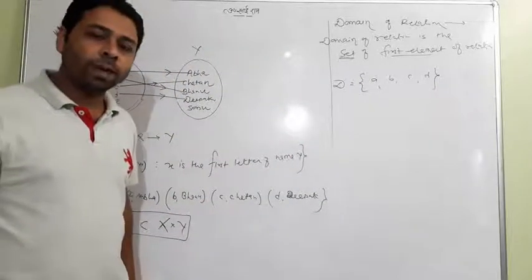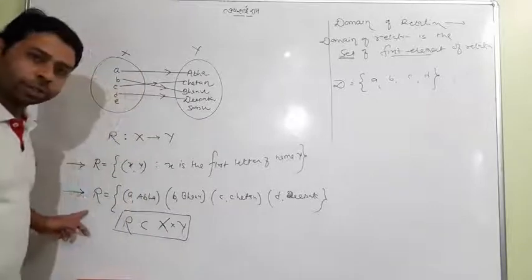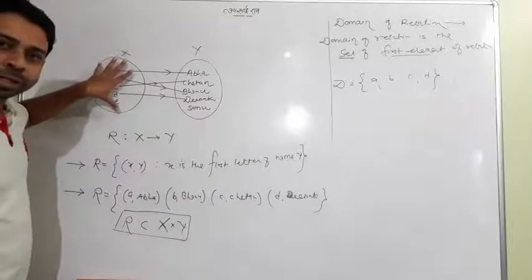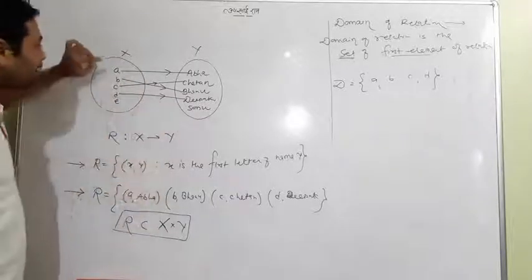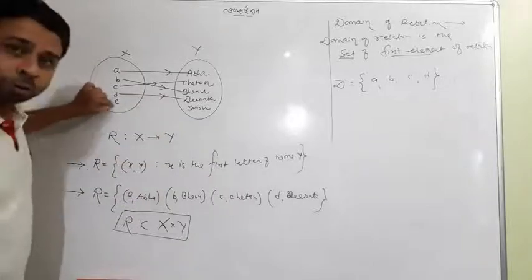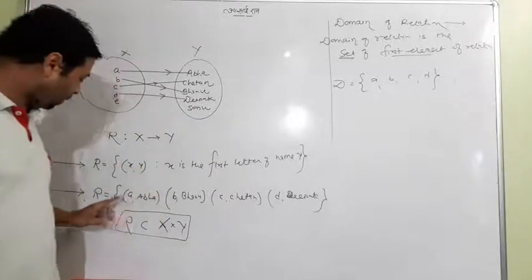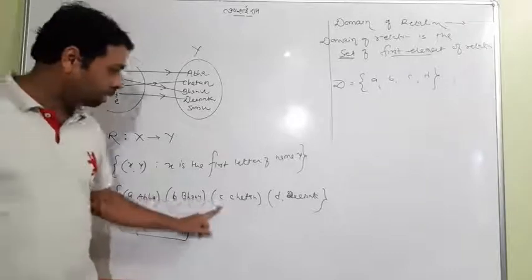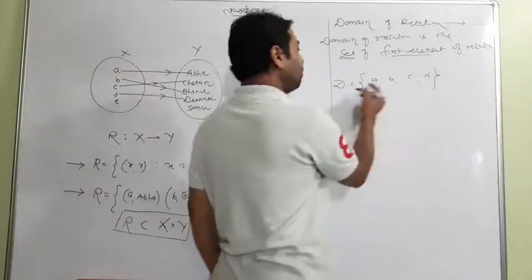If someone asks you what is the domain of the relation, don't look at the whole set. Students get confused; sometimes students write A, B, C, D, E also. But don't write E, because the first elements are A, B, C and D. So only write A, B, C, D, which is the domain.